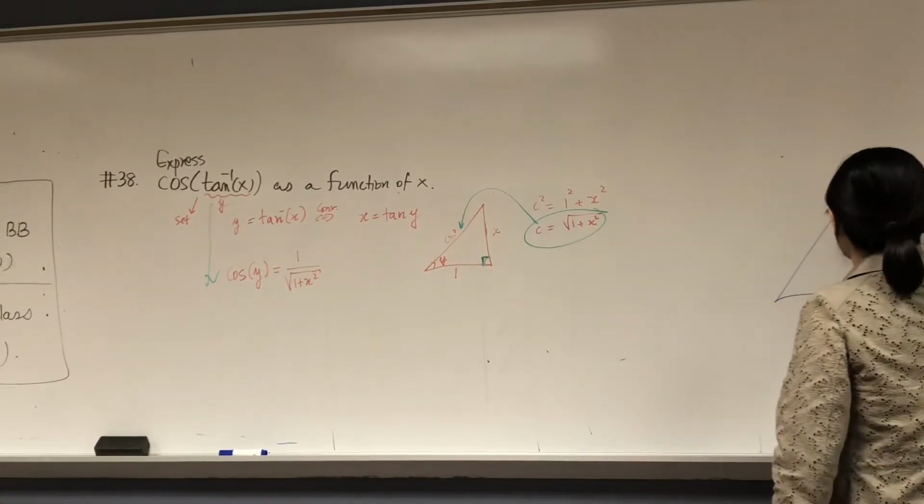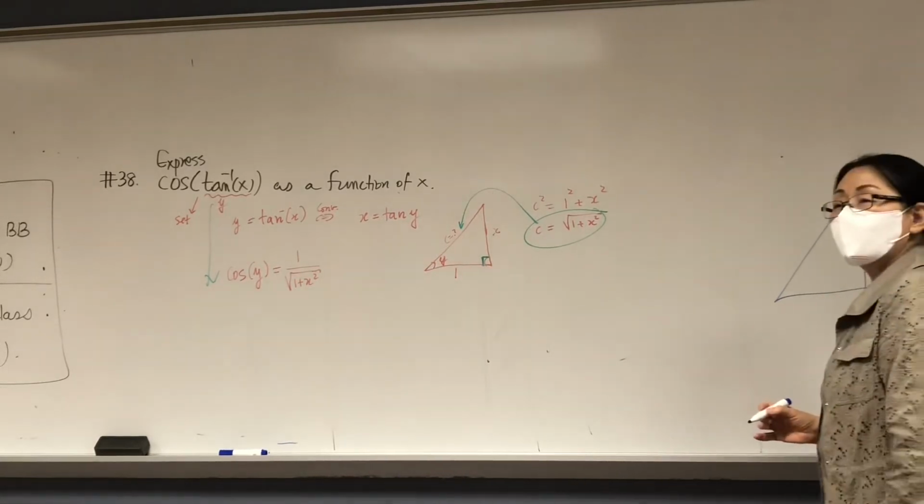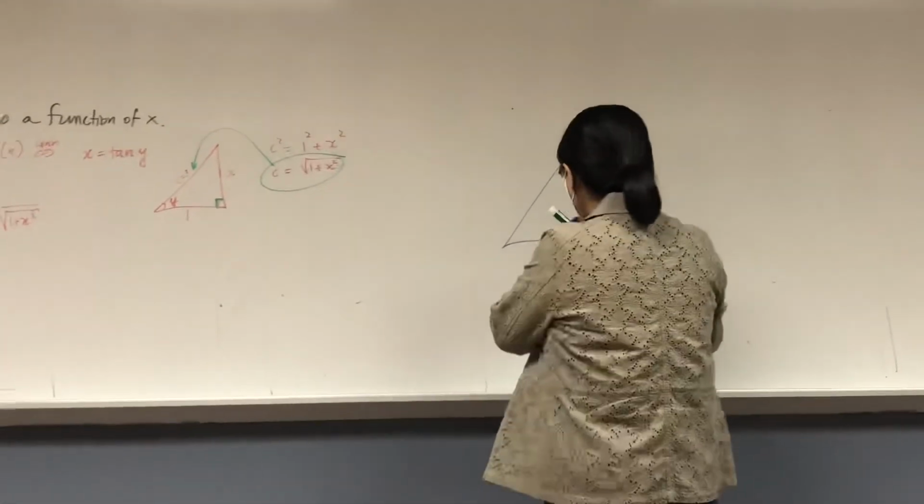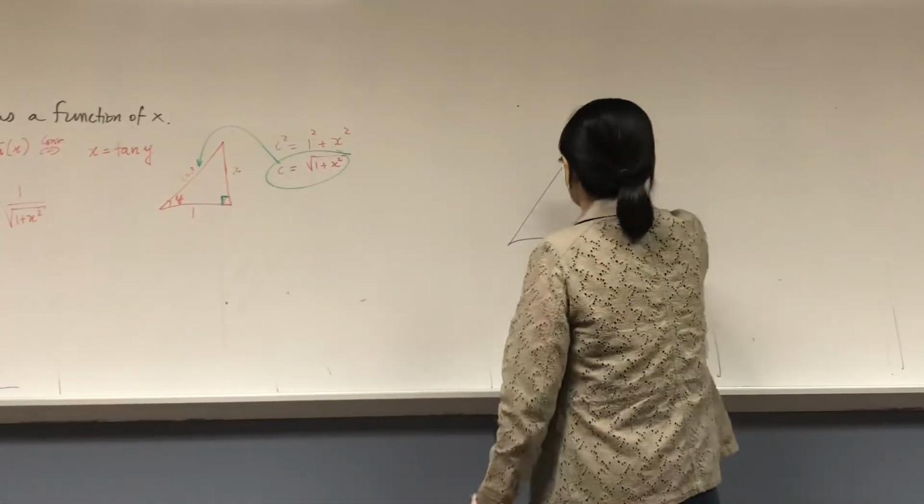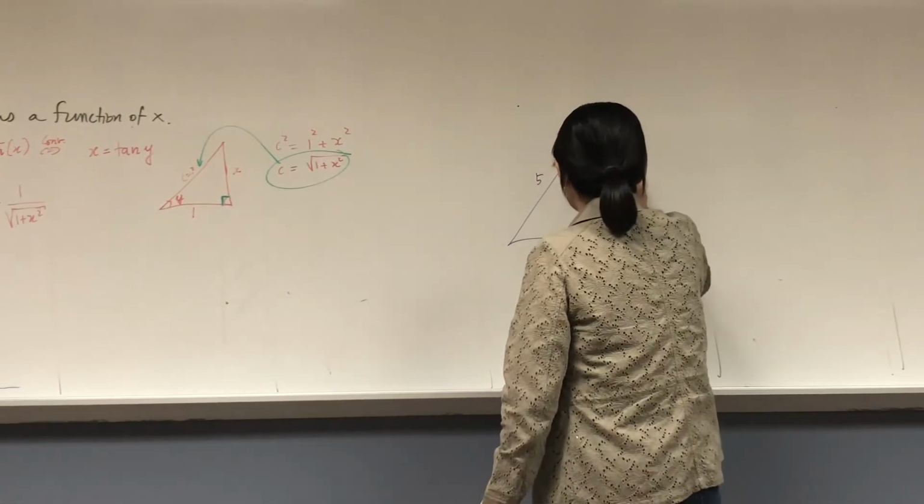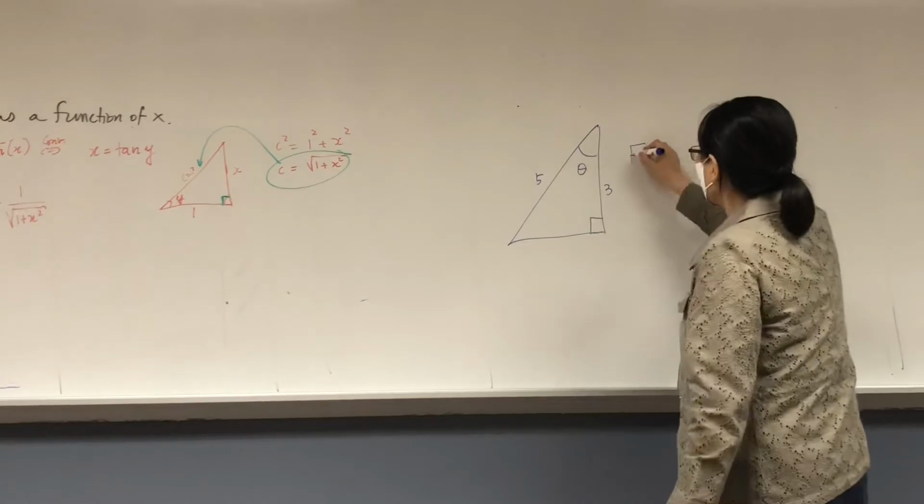This is theta. Let's say this side is 5 and this side is 3. Find theta.